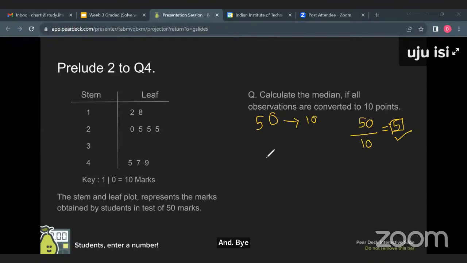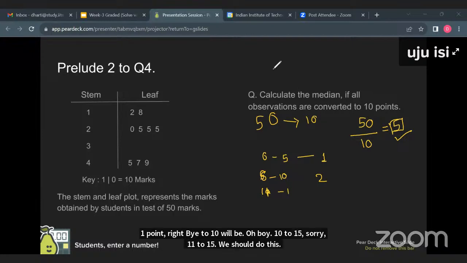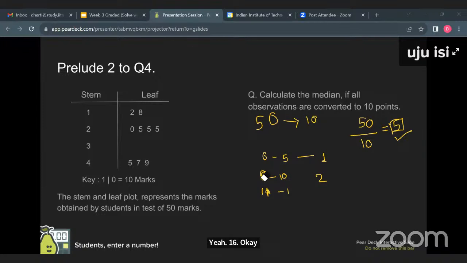It represents 0 to 5, 5 to 10. Yes, exactly. So if someone gets a score between 0 to 5, they will get 1 point, right? 5 to 10 will be 2 points. 10 to 15, sorry, 11 to 15. We do not include the lower limit, only the upper limit, in the first case. So it's okay.